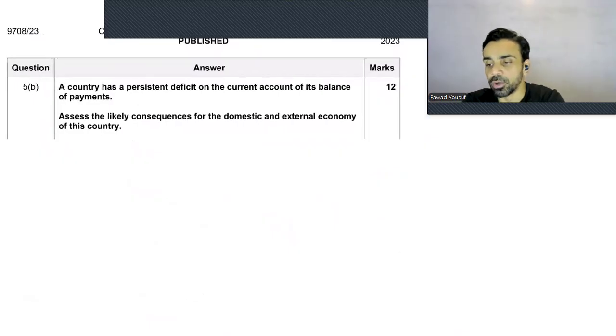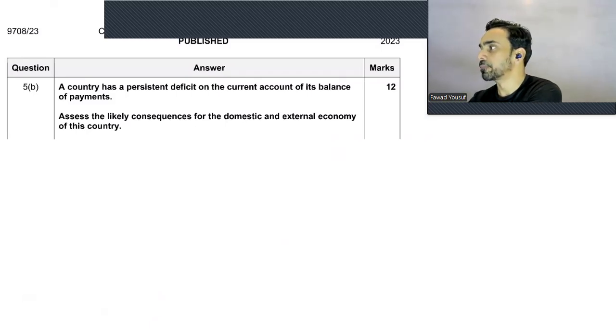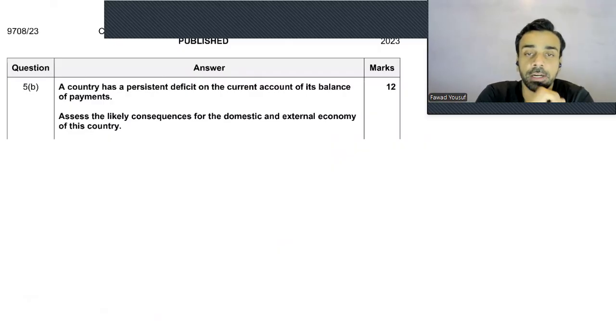It is part B of the same question, November 23 के अंदर, variant 23. And it says a country has a persistent deficit on the current account of its balance of payment. Okay. Assess the likely consequence for the domestic and external economy of this country.